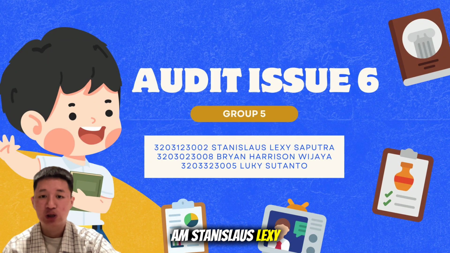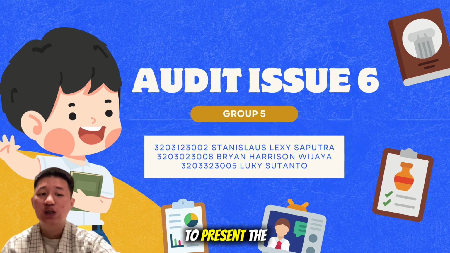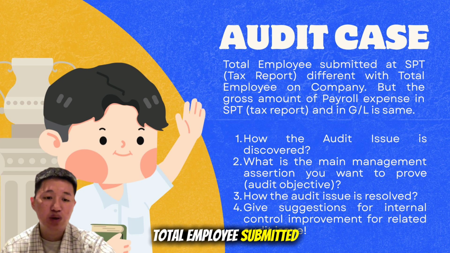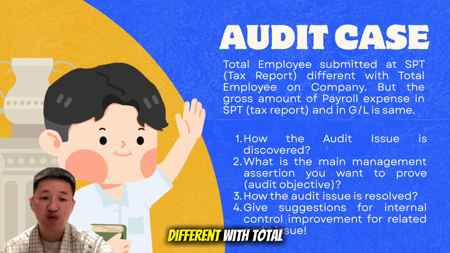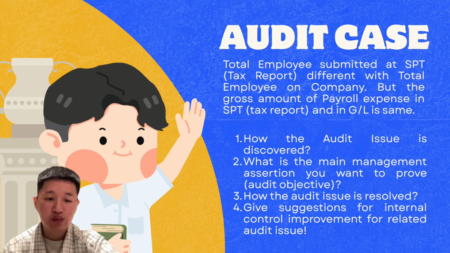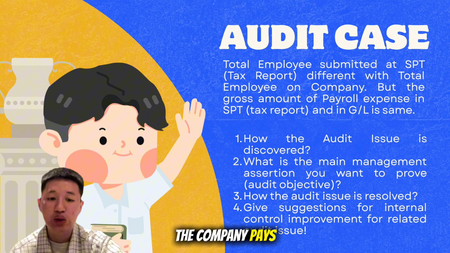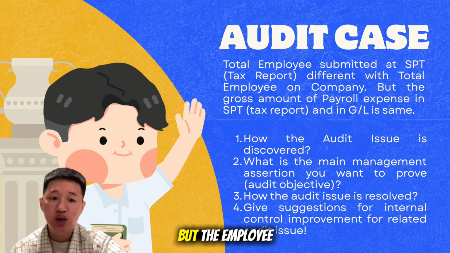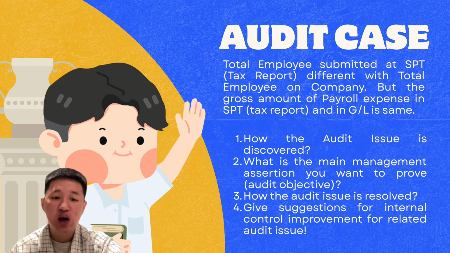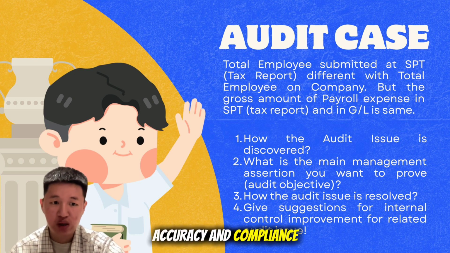I am Stanislav Saputra. We would like to present Audit Issue 6. The total employees submitted in the SPT or tax report is different from the total employees in the company, but the gross amount of payroll expense in the SPT or tax report and in the general ledger is the same. The background is that the company pays the right total salaries, but the employee count in the tax report doesn't match HR records, which raises concerns about completeness, accuracy, and compliance.